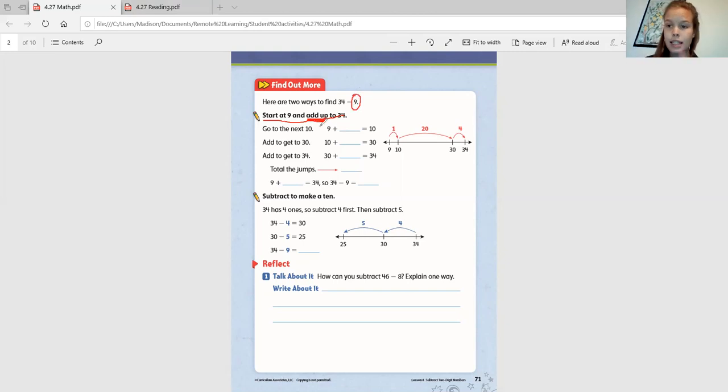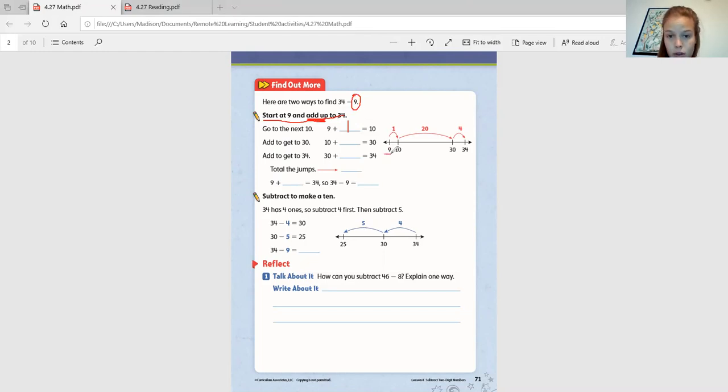Now to get to the next 10, because remember we always find friendly numbers, and when it has a 0 at the end in the ones place, it's a friendly number. If we have 9, I only need to add 1 more to get up to 10. And I have a number line to help me. This is kind of 2 strategies in one, adding up and a number line.